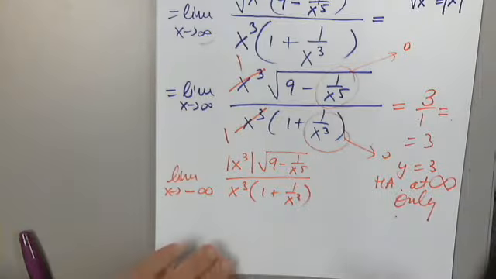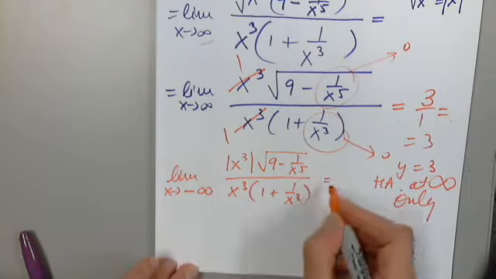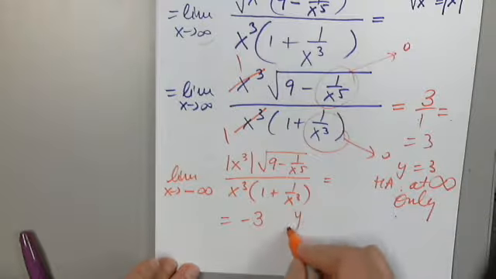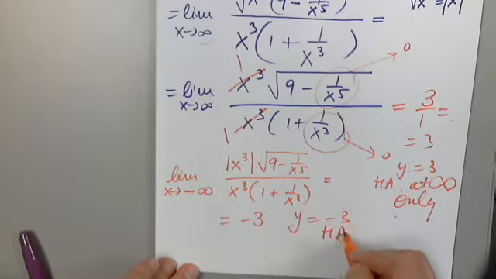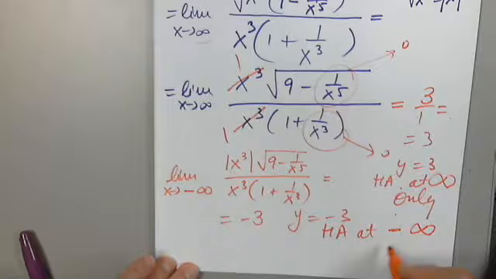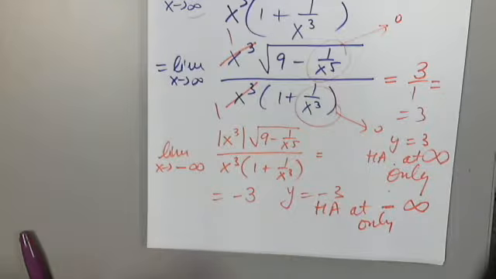Indeed. The only thing that changes is this negative here, and it will be negative 3. Y equals negative 3 is a horizontal asymptote at negative infinity only. So this function has two horizontal asymptotes: one that is y equals 3 at infinity, and the other one that is y equals negative 3 at negative infinity. Very good. Any questions?